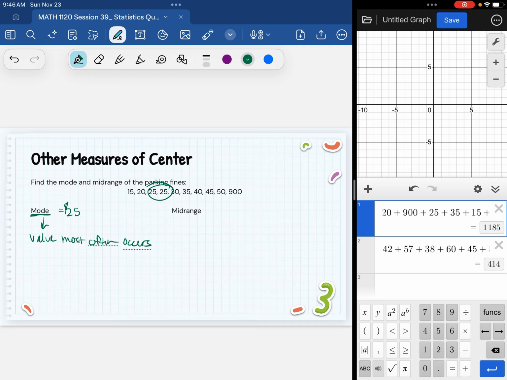Our mid-range, what our mid-range does is takes the average of the high and the low. So basically cuts your minimum value, your maximum value, puts them together, cuts them in half. So we take the 15 plus the 900, divides that by 2. That's the average of our largest and our smallest value. So 915 divided by 2. And we know 900 divided by 2 is 450. 15 divided by 2 is $7.50. So we got $457.50 as our mid-range. Interesting.